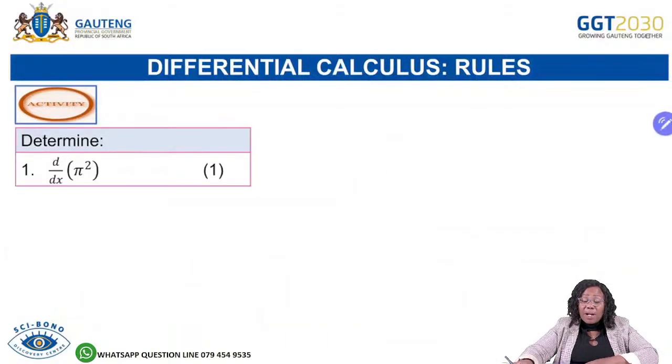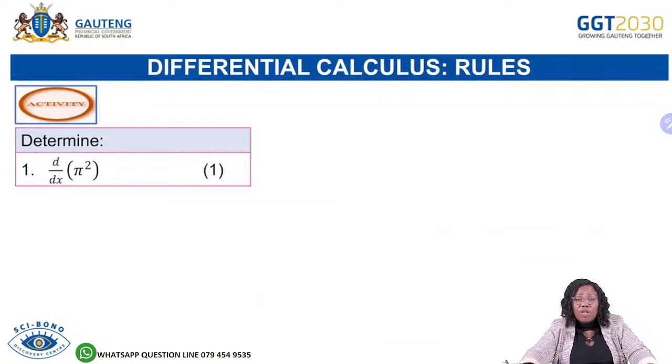There will be a penalty for incorrect notation, grade 12. 1 mark will be taken for incorrect notation. Right, let's look at the activity now.